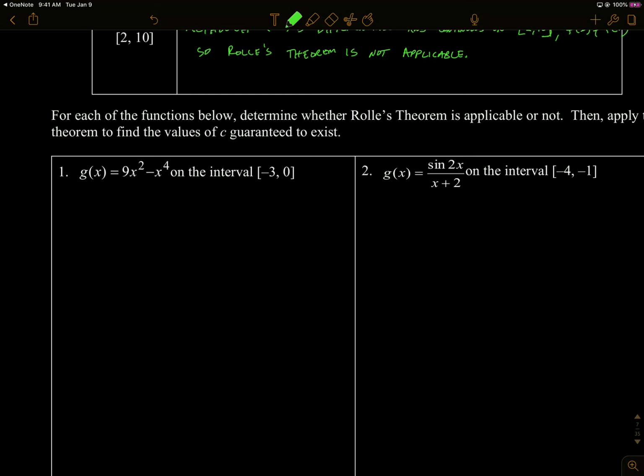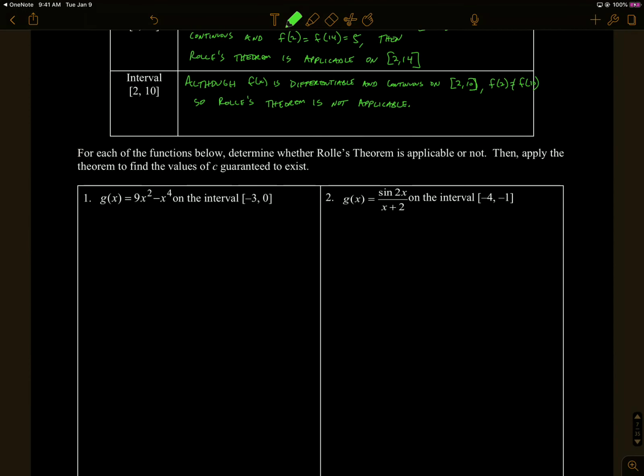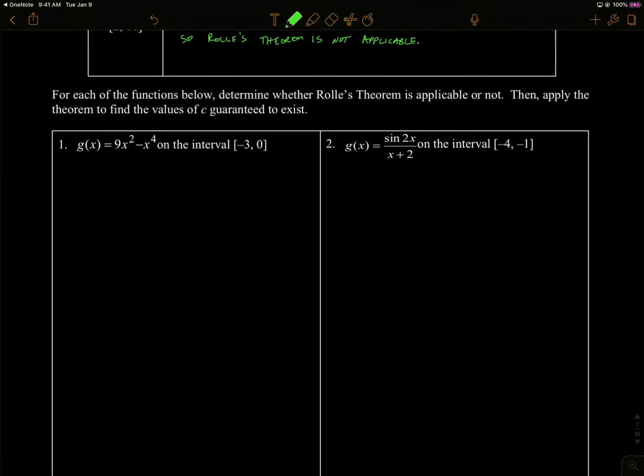So let's look at these below here. For each of these functions, let's see if it's applicable, and if it is, let's apply the theorem to find the c's that are guaranteed to exist. So remember, we're doing two things here. If Rolle's theorem is applicable, the theorem itself just states that there is a c that exists. Then outside of the theorem, they want us to go find that c anyway. That's sort of a different question.